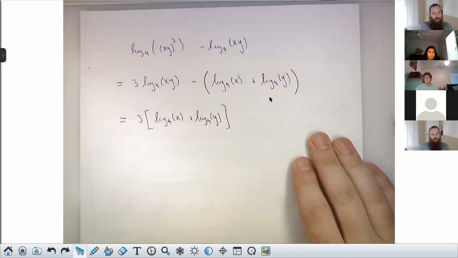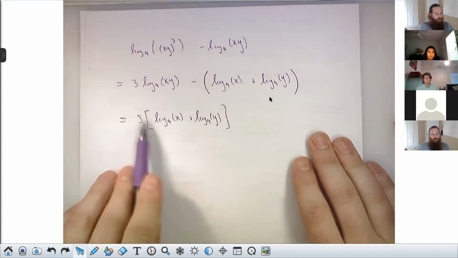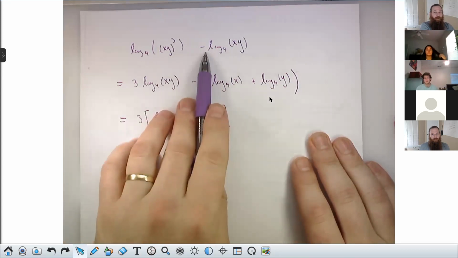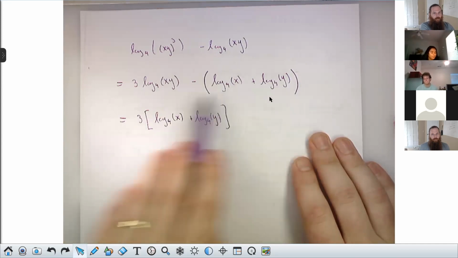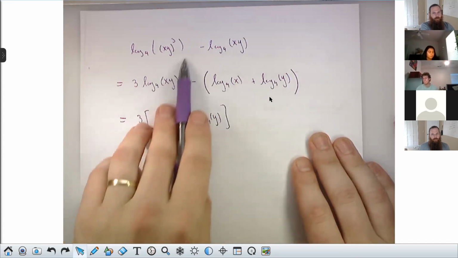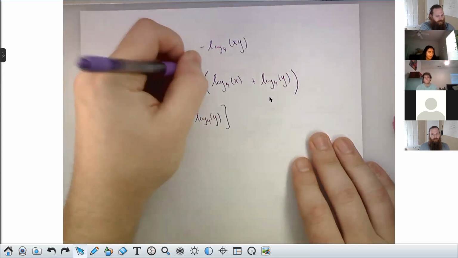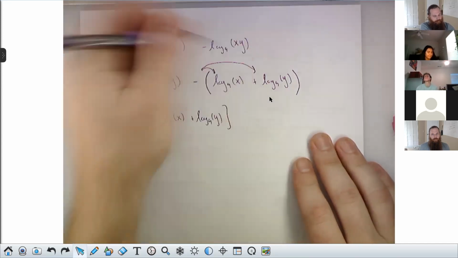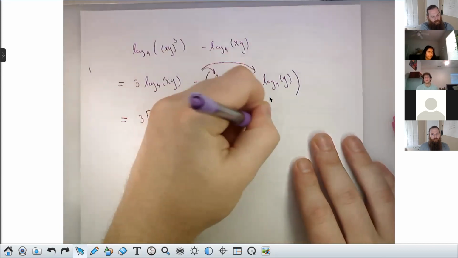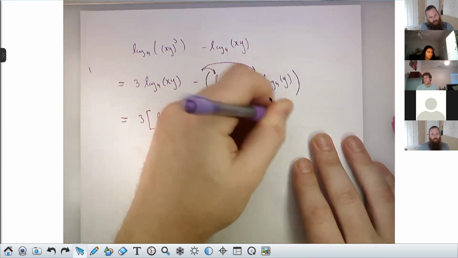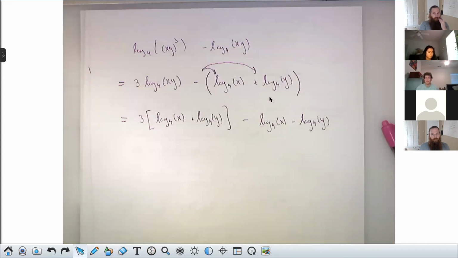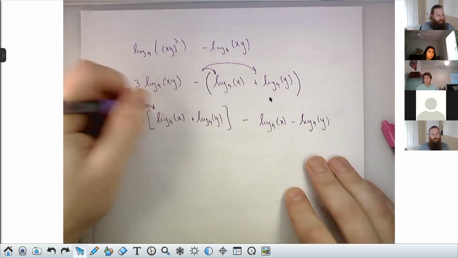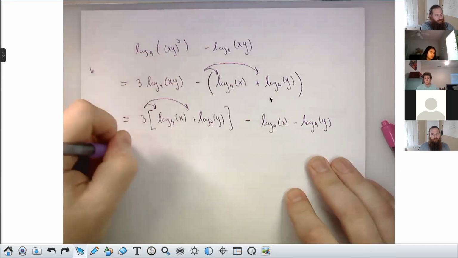Yes. Our first bit. In the same way that this 3 needs to be distributed to everybody, the negative here needs to be distributed to everybody. So you can think of this as the same sort of thing, only in place of this 3, we have this negative. If I distribute this negative, I'll have minus log 4x minus log 4y. And then if we want to, we can distribute the 3 and combine all of our like terms.